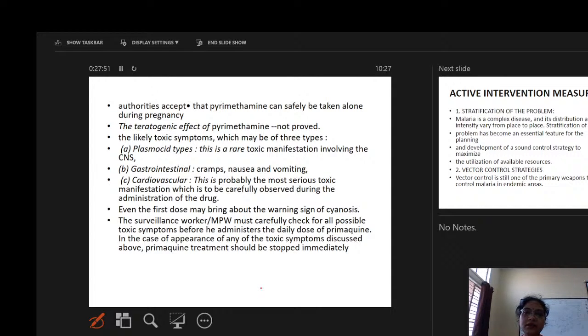Pyrimethamine can be safely taken alone during pregnancy. That is what the studies told. The teratogenic effect of pyrimethamine is not proved in humans. The likely toxic symptoms, which may be of three types, are plasmocyte type, gastrointestinal type, cardiovascular type. Plasmocyte type is a rare toxic manifestation involving CNS. Gastrointestinal: cramps, nausea, vomiting. That is your favorite answer for any side effect of a drug. Cardiovascular is the more serious toxic manifestation and is to be carefully observed during the administration of the drug.